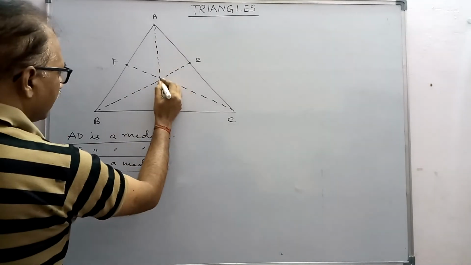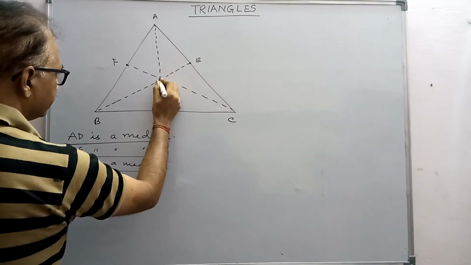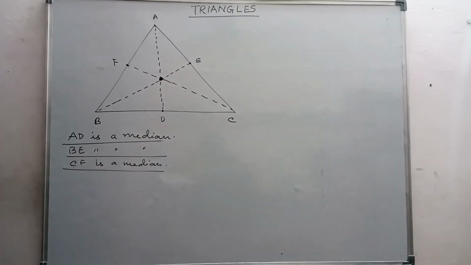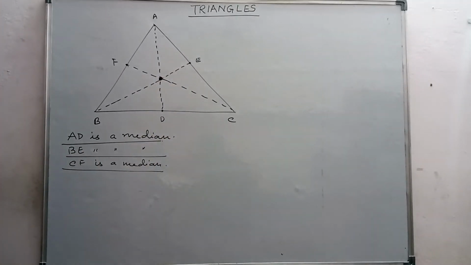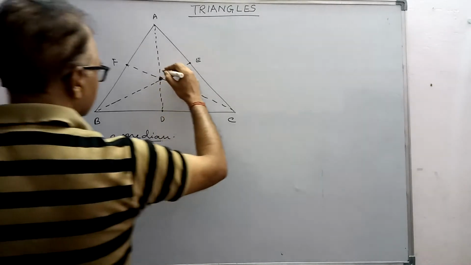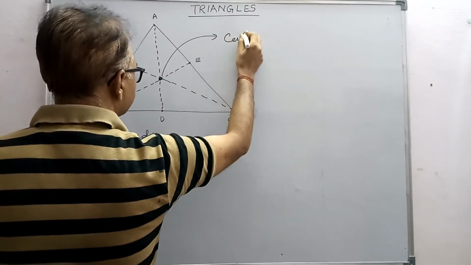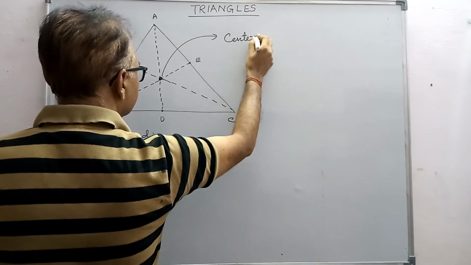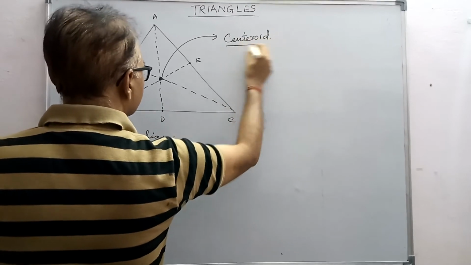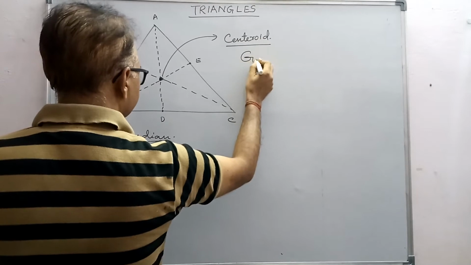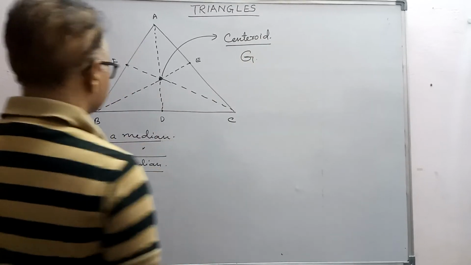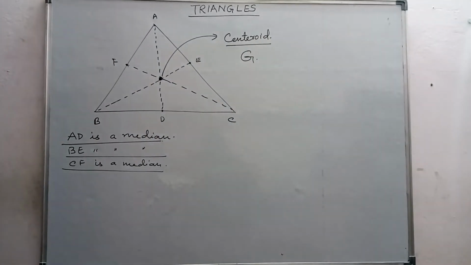Concurrent means they pass through a common point. This is the common point through which they are passing. This point is called the centroid, and is represented by capital G. Centroid. G is the centroid of the triangle.